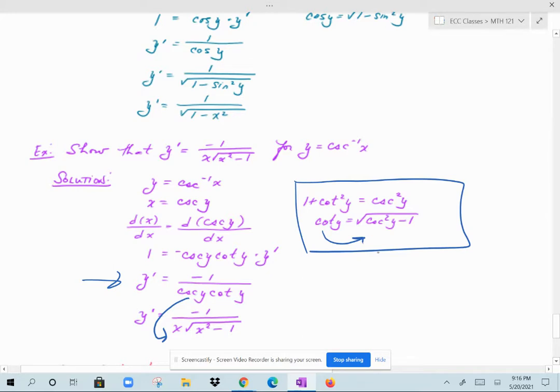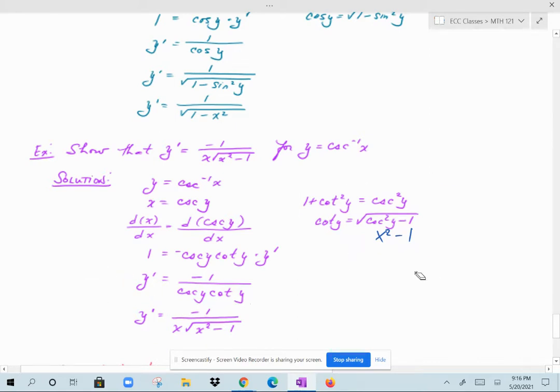And so that means that I can now replace that with the square root of cosecant squared of y minus 1, but we know that cosecant of y is equal to x, so if I plug that in, it'll be x squared minus 1, which is exactly what we got right here. And that was what we needed to prove, and so we're done. Now that could be done for all of the inverse trigonometric functions, a similar process of just showing where it's coming from.